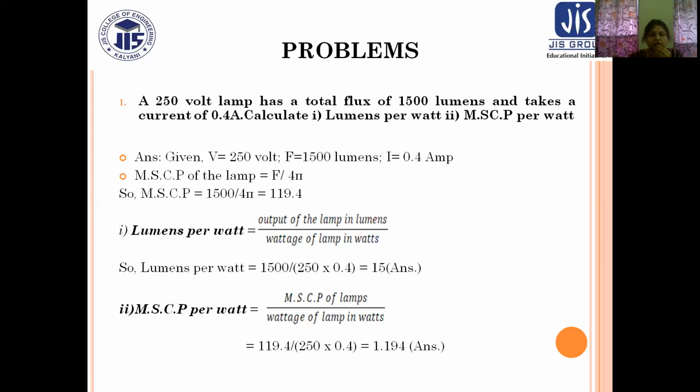Next question, that means part 2 of question number 1: MSCP per watt. MSCP per watt equals MSCP of the lamp divided by the wattage of the lamp in watts. The MSCP is already given, so we find MSCP equal to 119.4 divided by the wattage of the lamp in watts, which is 250 into 0.4. After that we get the result 1.194. So MSCP per watt equals 1.194. Okay.